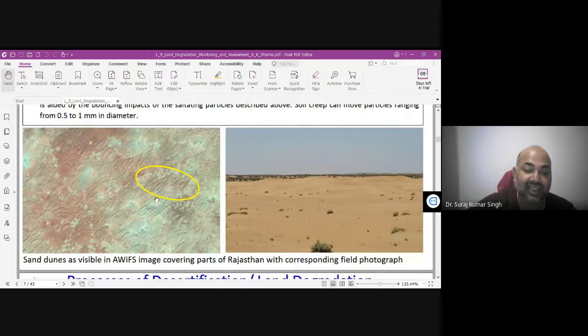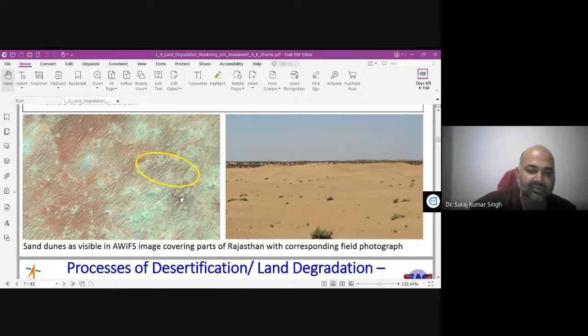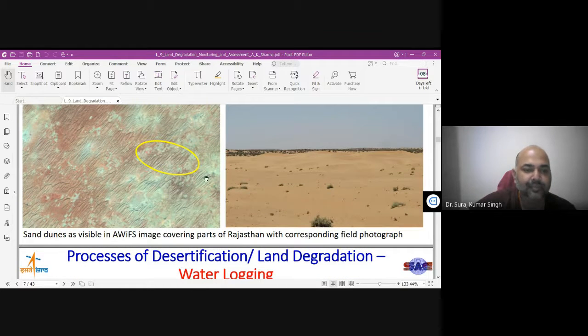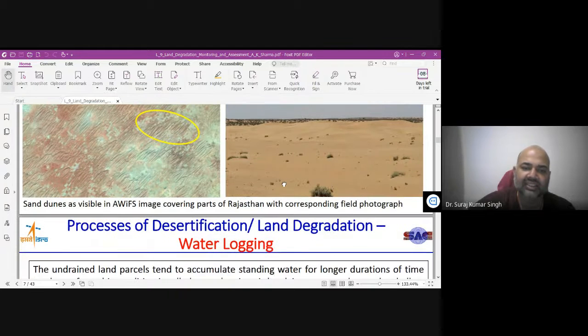So you can see these sand dunes. We are always seeing such kind of satellite images. We are doing various kinds of image processing exercises as well as mapping of various geomorphological activity. You can see these dunes as visible in an Advanced Wide Field Sensor image covering parts of Rajasthan with a corresponding field photograph. If you see such kinds of reflection, appearance, tone, texture, shape, size, you can see that we are seeing a deserted area, and these features and patterns are denoted as sand dunes.